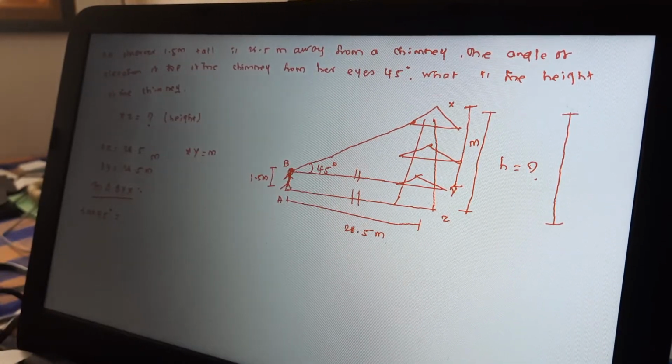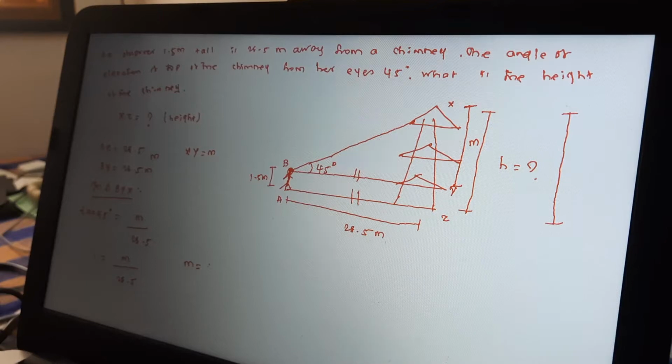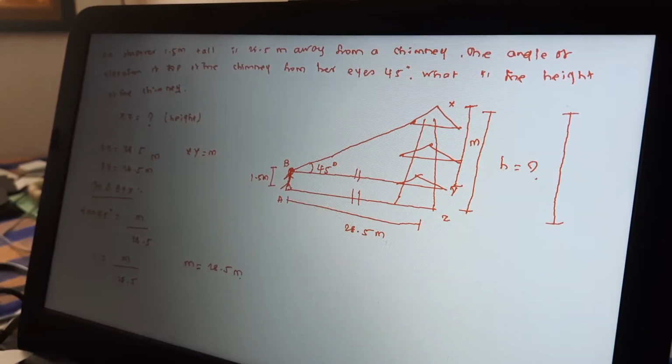So you can write tan 45 degree is equal to m divided by the distance BY, which is 28.5. Tan 45 degree is equal to 1. So 1 is equal to m divided by 28.5 meter. So m is equal to 28.5 meter.